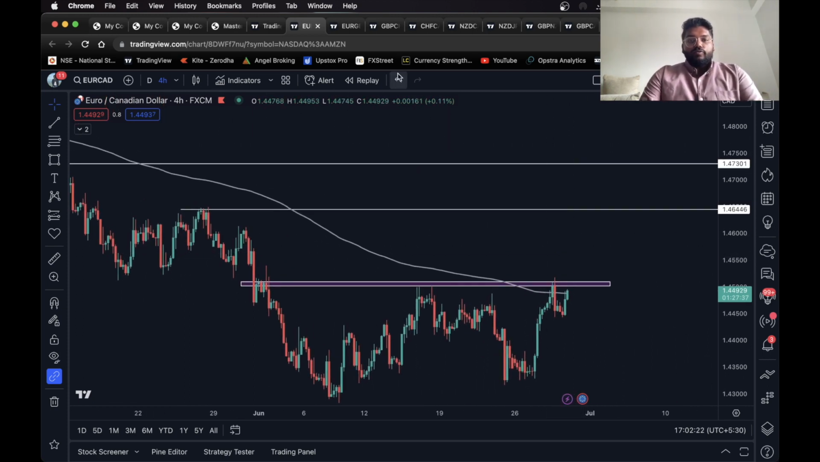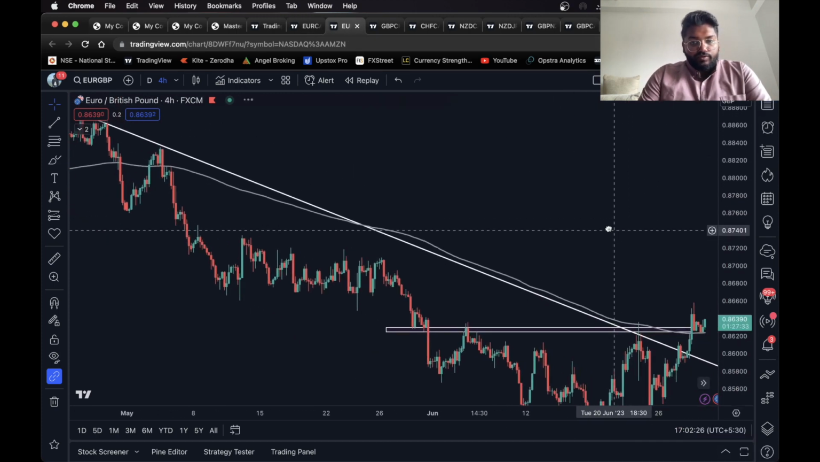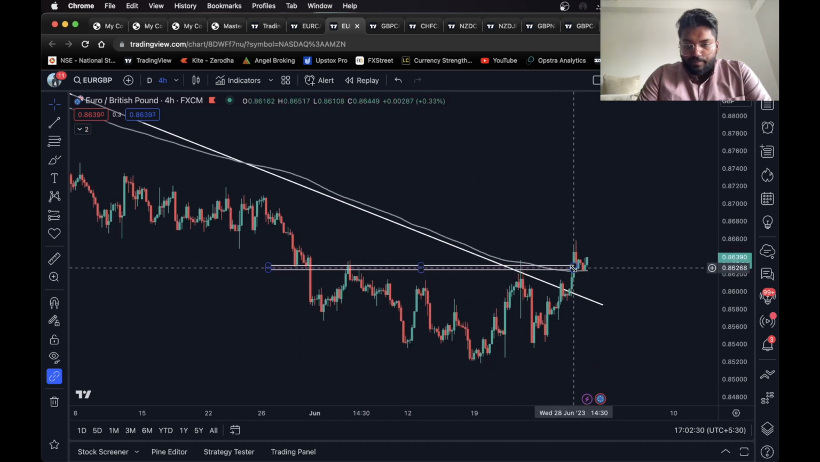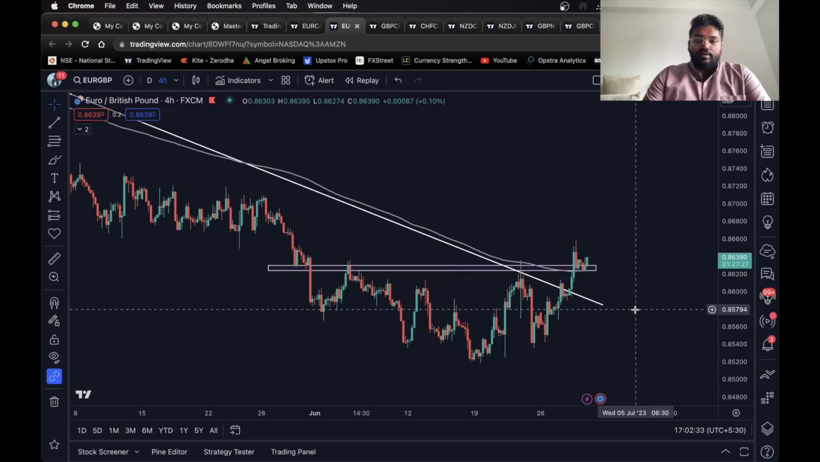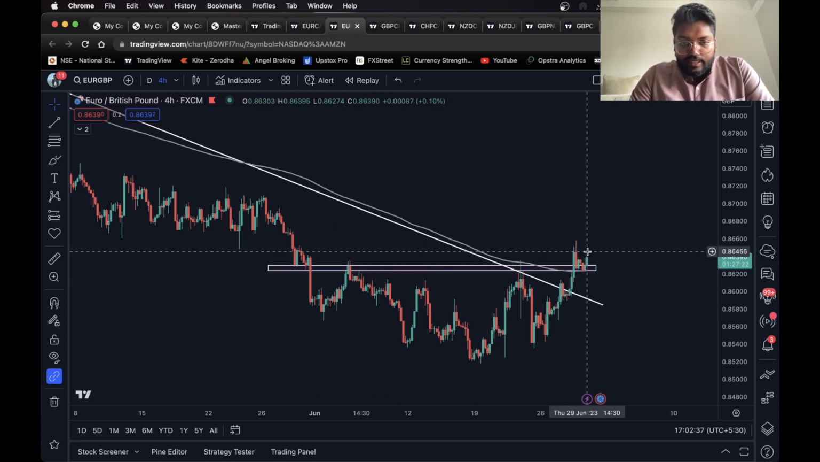Okay, moving on to the next one, we have Euro GBP. As you can see, it was respecting a trend line. It has given a breakout and it has also sustained above this horizontal level, right? It gave a breakout of 200 EMA. It has come down for a retest and it's going back up again.